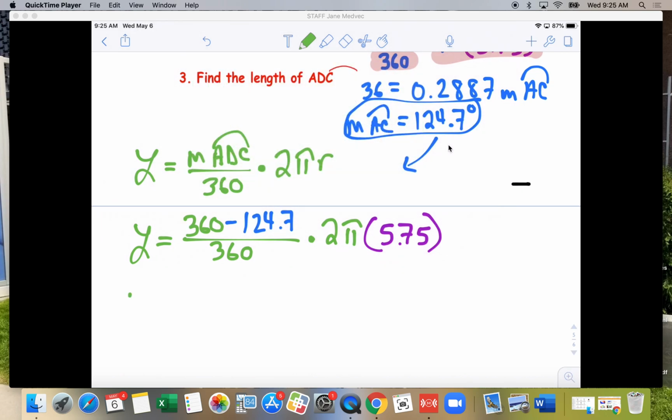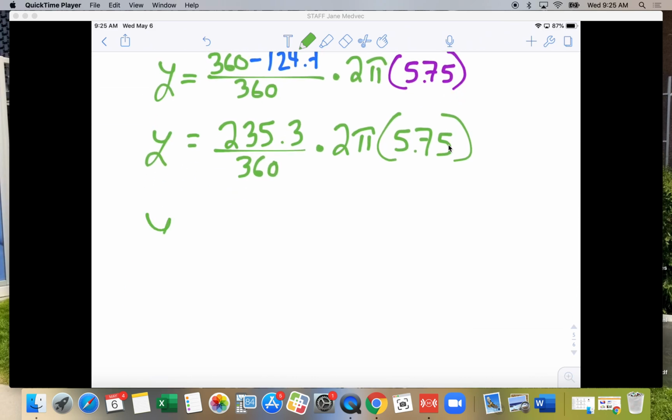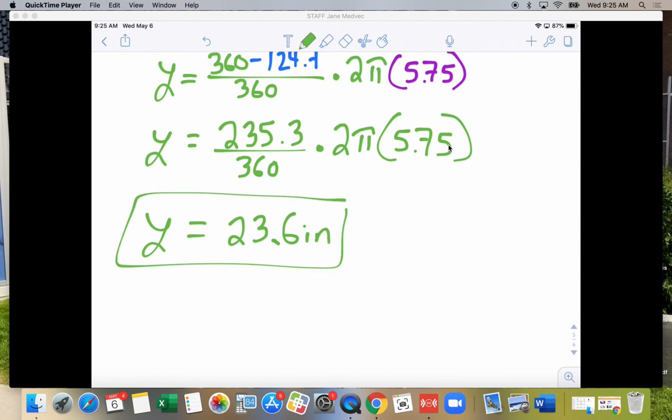So then I'm going to keep going. L equals 235.3 over 360 times 2 pi times 5.75. If you bring it all the way through, the length gives me 23.6, and that would be inches because that's the length of the outside. It's like a part of the circumference.